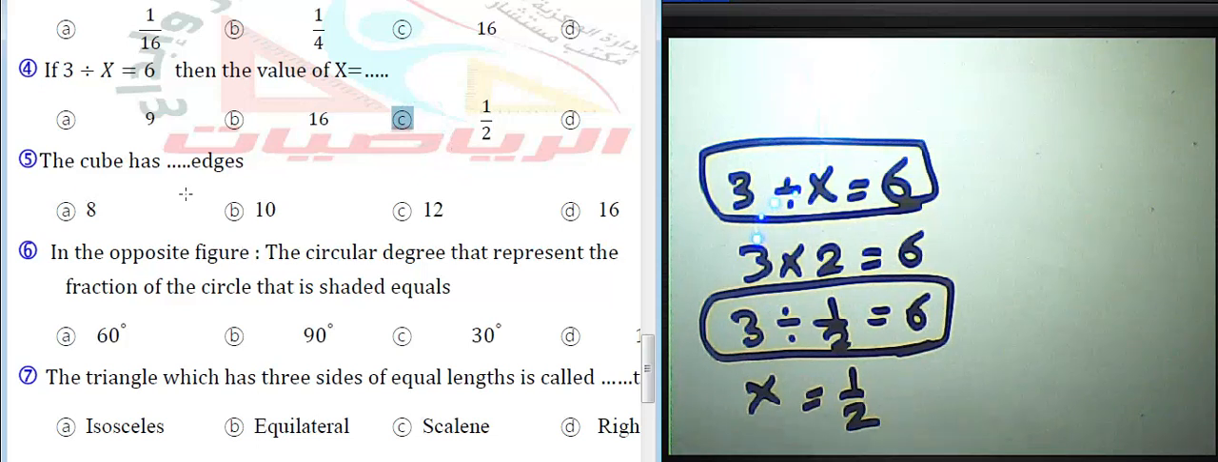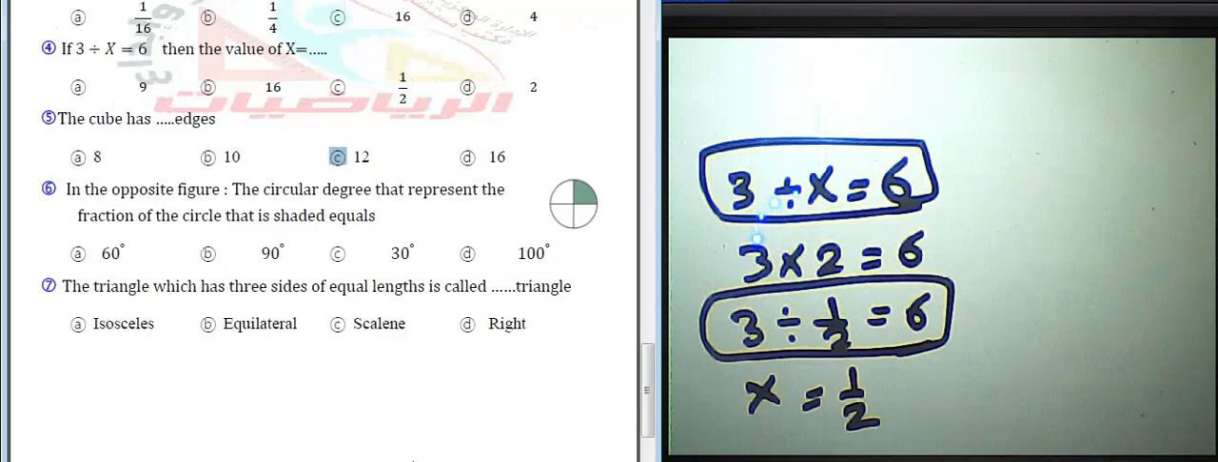Question 5. The cube has 12 edges. In the opposite figure, the circular angle that represents the fraction of the circle whose shaded part equals 90 degrees. It's a quarter of a circle, 90 degrees here. Question 7. The triangle which has 3 sides of equal lengths is called equilateral.